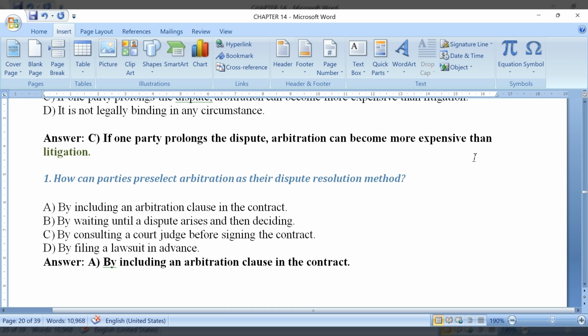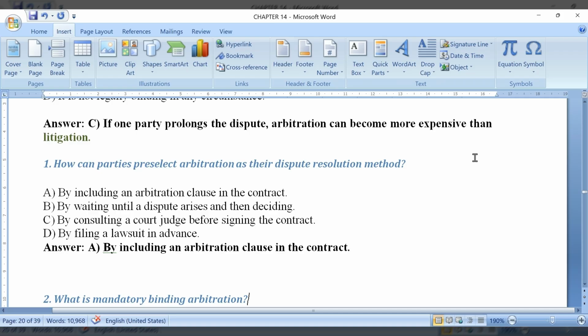Answer. A. By including an arbitration clause in the contract.